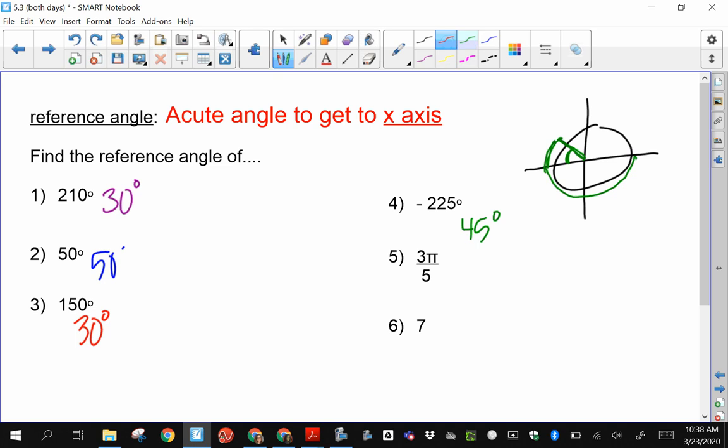Now in radians, 3 pi over 5. So 5/5 pi would be here. So 3/5 pi would be before that. And how many pi short is it? That would be 2/5. It's 2/5 short of 5/5. That's the acute angle.